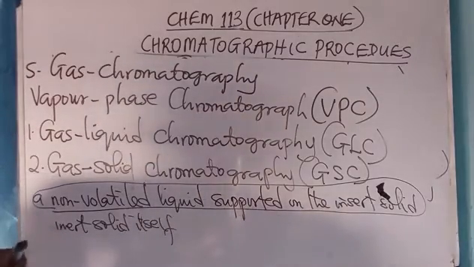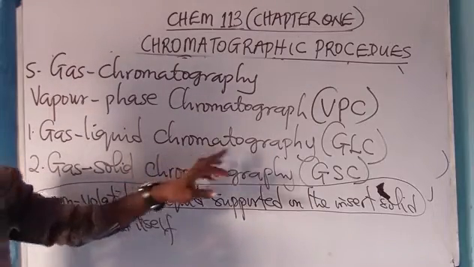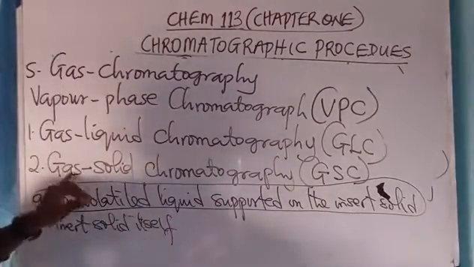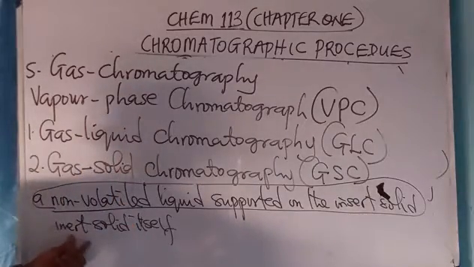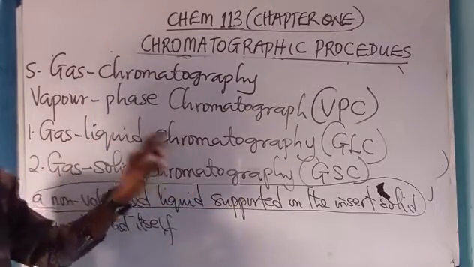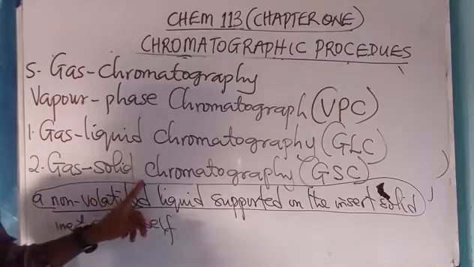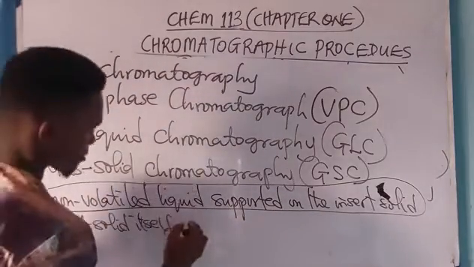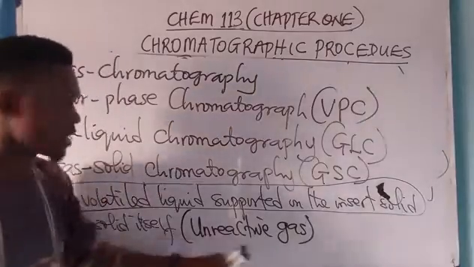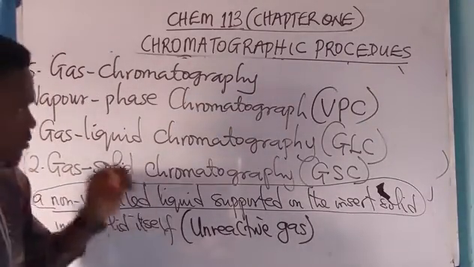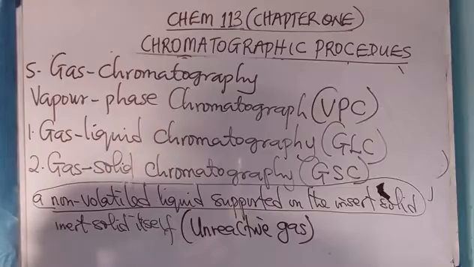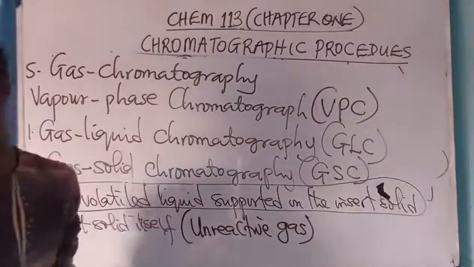Gas liquid chromatography has a stationary phase as a non-volatile liquid supported on the inert solid. But in gas solid chromatography, the stationary phase is the inert solid itself. Therefore, the mobile phase of both gas liquid chromatography and gas solid chromatography is an unreactive gas. So an unreactive gas is used as the mobile phase for both gas liquid chromatography and gas solid chromatography.